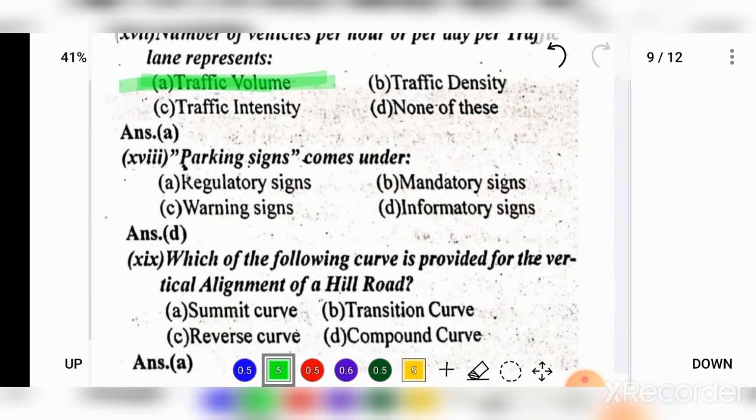Parking sign comes under D, informatory signs. मतलब parking का जो sign होता है, वो किसके अंतर्गत आता है? ये जो question है, पिछले साल पूछा गया है आपके main exam में, आपके SBTE के main exam में. ठीक है ना, कि पार्किंग साइन जो होता है वो किसके अंतर्गत आता है? तो ये है इंफॉर्मेटरी साइन. The correct answer is informatory signs.